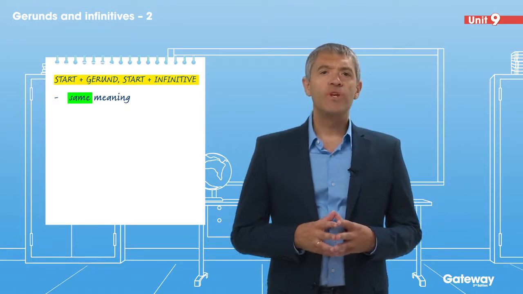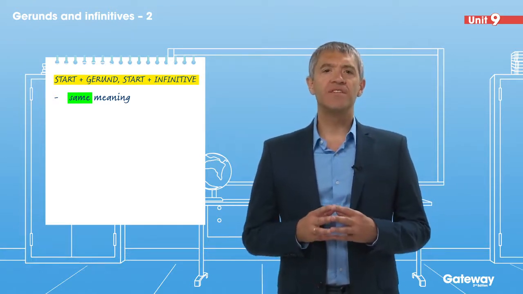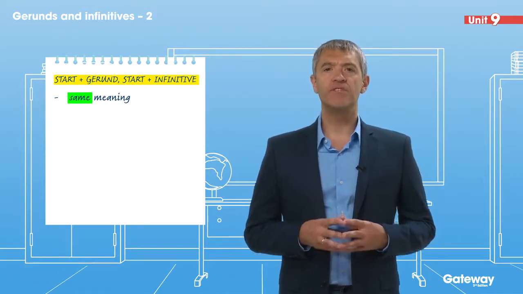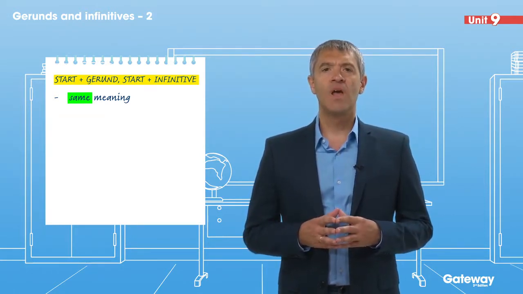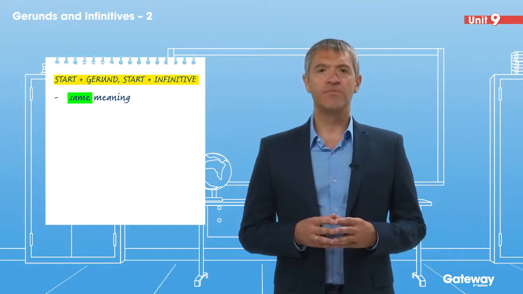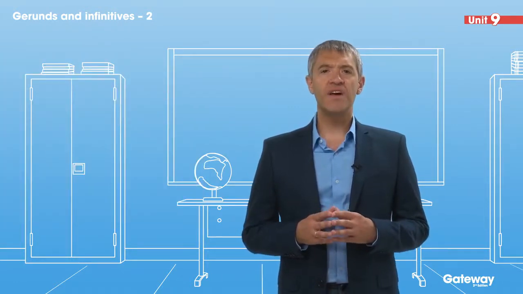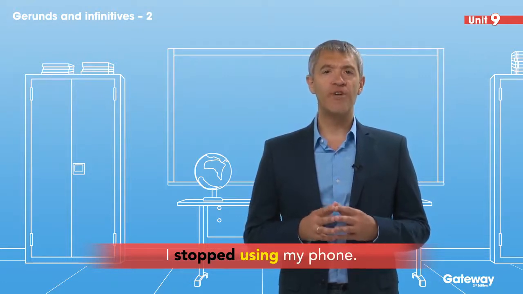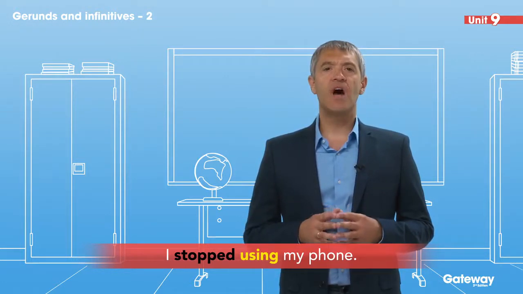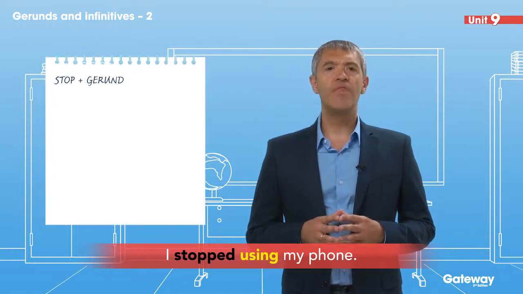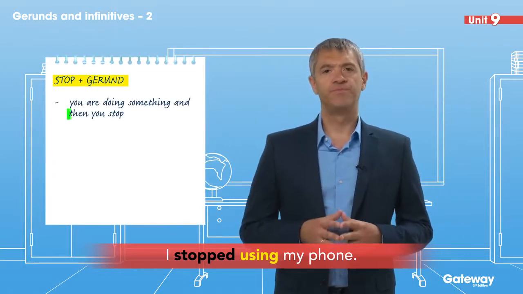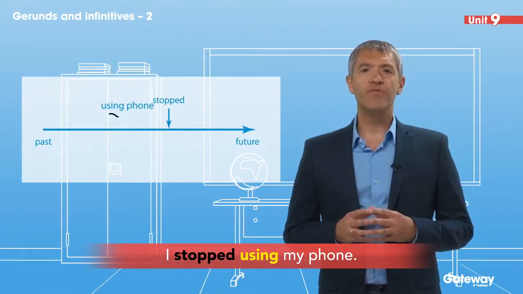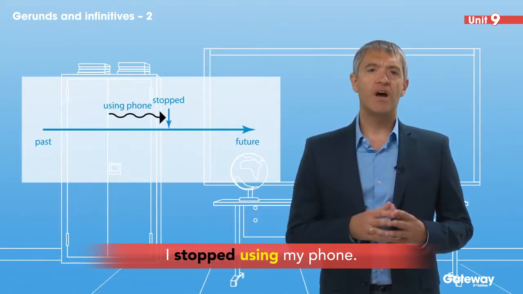However, when we use the other verbs, the meaning of the sentence changes when we use a gerund or infinitive. Let's examine stop first. If I say, "I stopped using my phone," with the gerund, it means I was doing an activity and then I stopped. So in this case, I was using my phone and then I stopped.